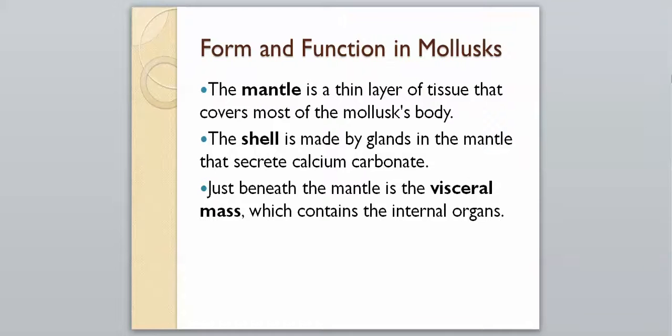And then the rest of it, the mantle, is just a thin layer of tissue that covers most of the mollusk's body. So the mantle is just kind of like their skin almost, if you would. And the shell is made by glands in the mantle that secrete calcium carbonate. So it's just a protective structure. Calcium carbonate is just a hard substance that makes it up.